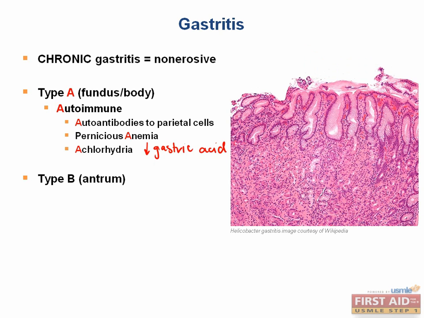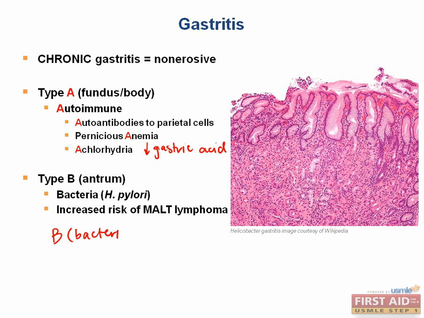Type B, affecting the antrum, is really the most common form of gastritis. It is caused by H. pylori and is generally easy to treat with combination antibiotic regimens. If it is untreated, there's an increased risk of MALT lymphoma. Remember, MALT lymphoma is a form of lymphoma involving the mucosa-associated lymphoid tissue, or MALT. The mnemonic here is just the reverse. The B, bacterium, affects the A, antrum.